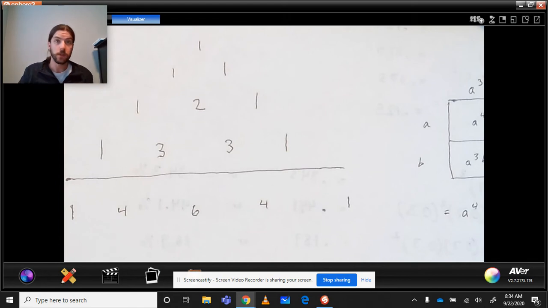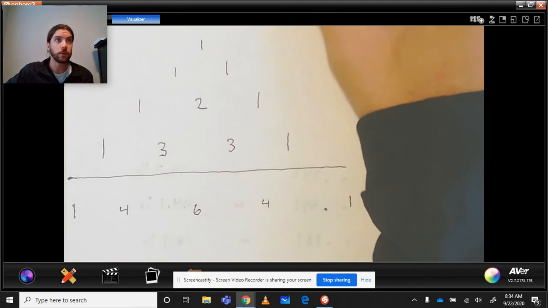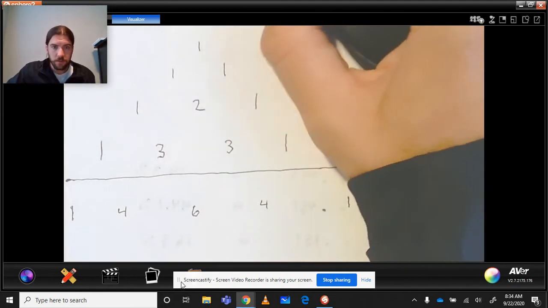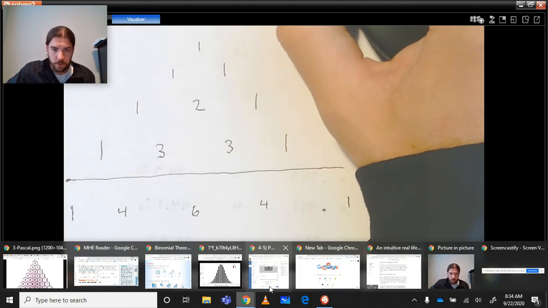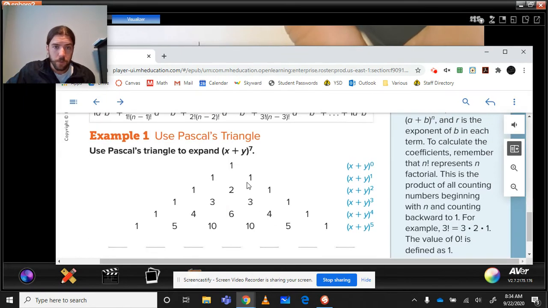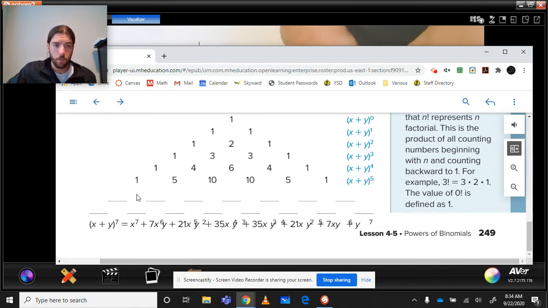Okay, so let's look at your book real quick. Let me see if I can find it. Around here somewhere. And look at an example that's in the book, which is basically just very quickly we're going to fill in Pascal's triangle. Okay, so here we want to use Pascal's triangle to expand x plus y to the 7th. Well, we're going to put a 1 here. 1 and 5 are going to make a 6. 5 and 10 will make a 15. 10 and 10 will make a 20. 10 and 5 will make a 15. 5 and 1 will make a 6, and then a 1 over here.